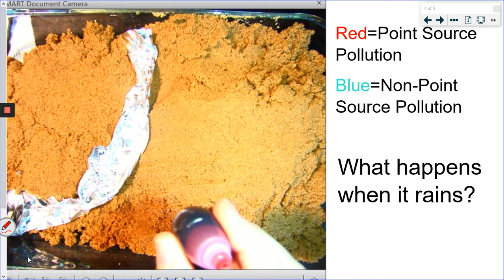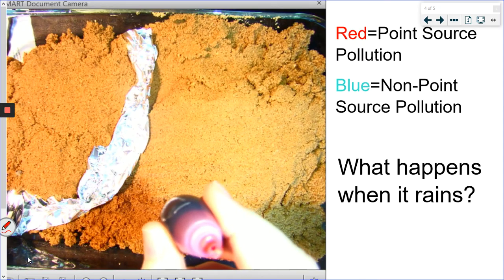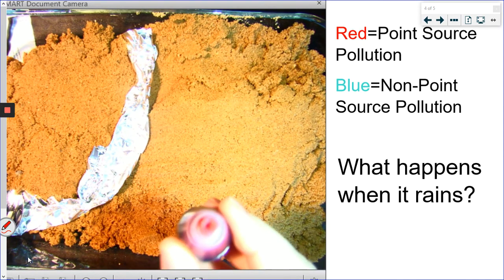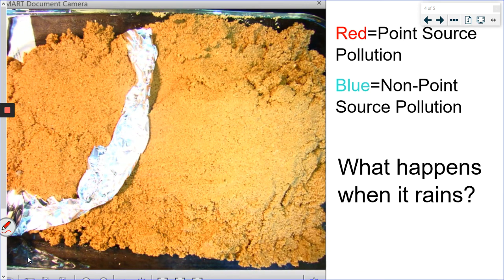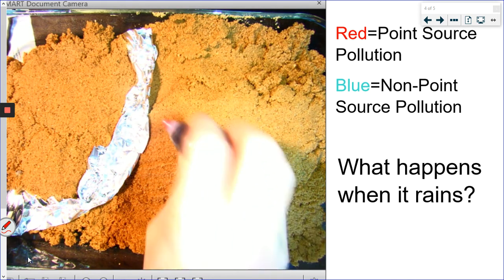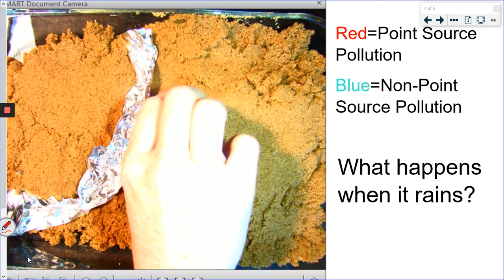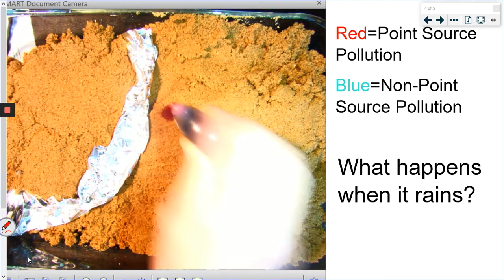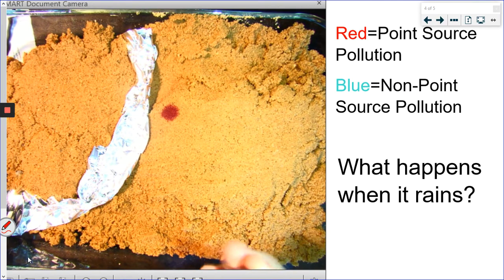So maybe there is a factory that is making waste, and they've got a pipe that's going directly into the river system. So there could be a point source right here. You're going to see it's going to be a really concentrated spot. So that would be a point source.